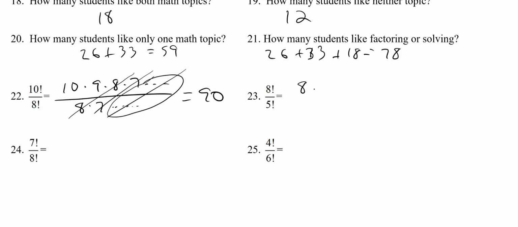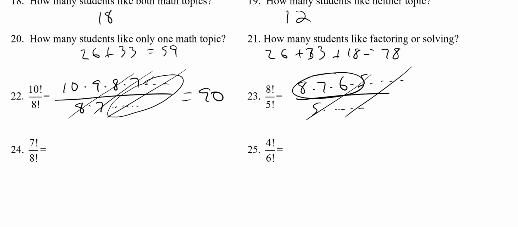Okay, same thing with this one. 8 times 7 times 6 times 5, that keeps going. And the bottom is 5 times, and that keeps going. So again, the keep going cancels out, and the 5s cancel out, and you wind up with 8 times 7 times 6. Put it in your calculator, and you get 336.